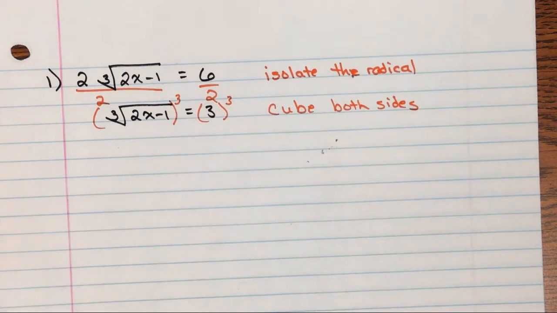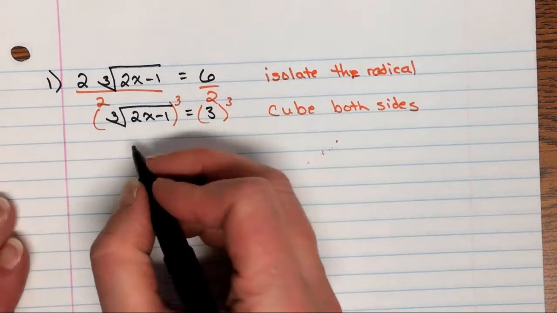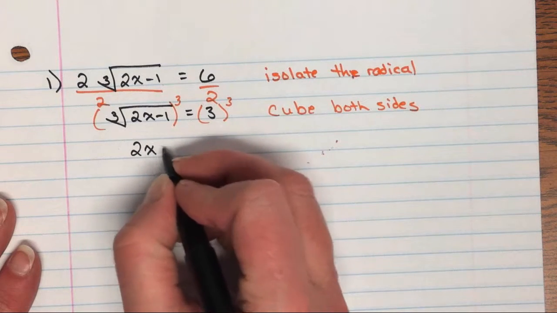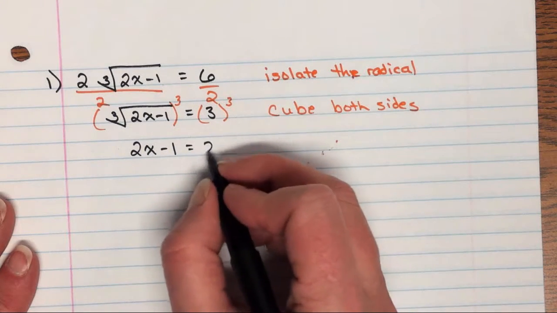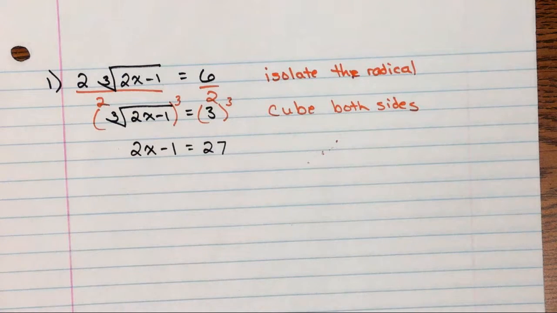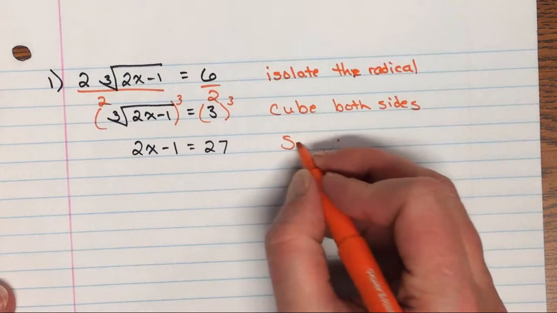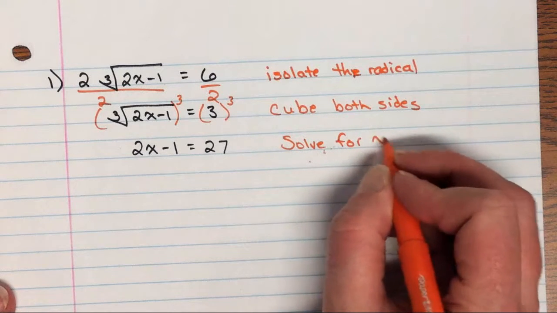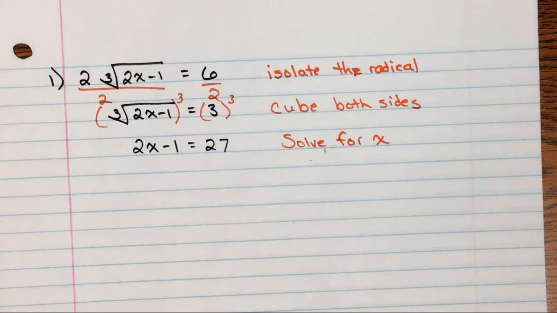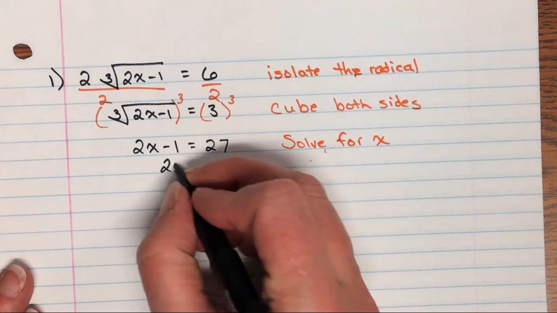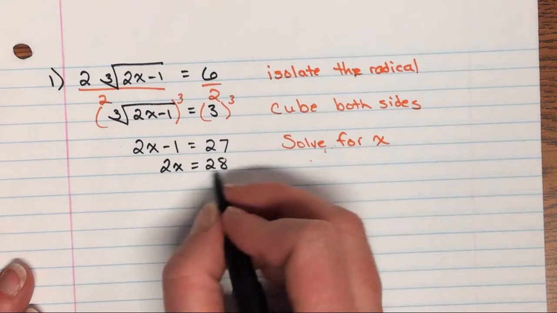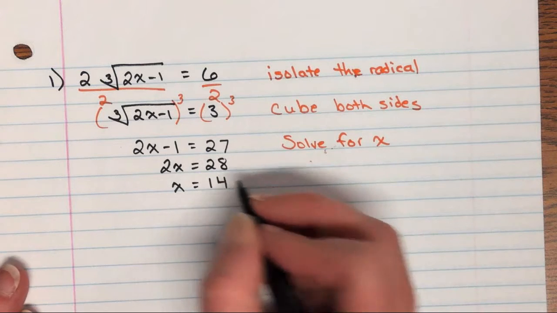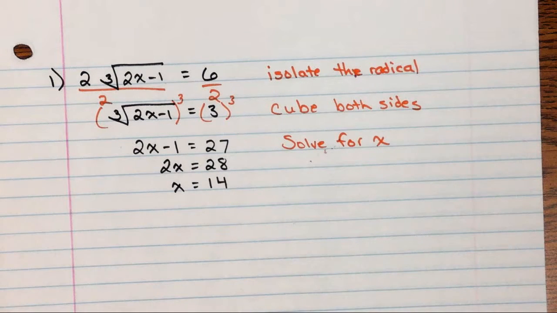When I cube a cube root, they're inverses, they undo each other. That's going to be 2x minus 1 equals 27. Now it should be nice and pretty. Solve for x. So to solve for x, I need to add 1 to both sides. And then divide by 2. Now, I still suggest checking your answers, but we really shouldn't have an extraneous solution. So checking your answers here is just really to make sure that you're right.